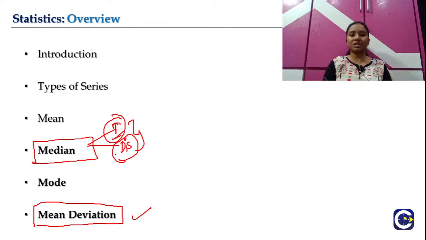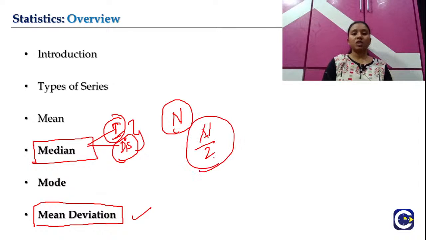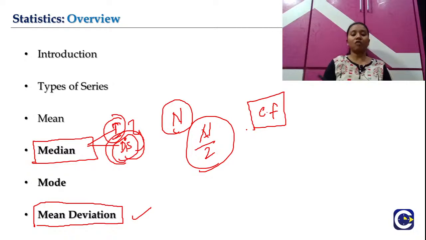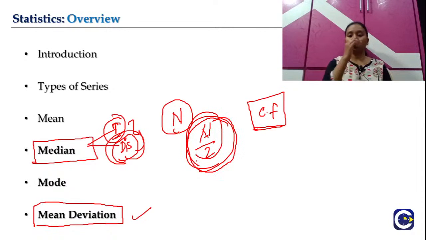Whereas for our discrete series, we have to find our capital N, which is the sum of all the frequencies, and then we have to find the value of N by 2. While discussing this discrete series, we used a new term, which is cumulative frequency. I have already explained how we find the cumulative frequency. After finding the cumulative frequency and the N by 2 value, we have to check the cumulative frequency which is just more than this N by 2, and the corresponding x value will be the median of the given data in the discrete series.